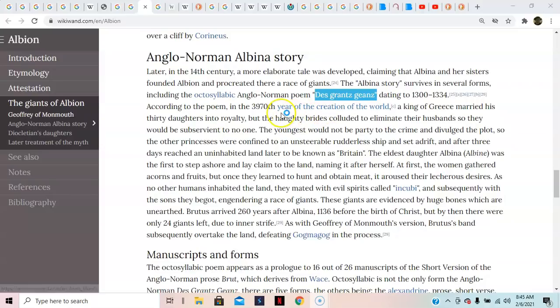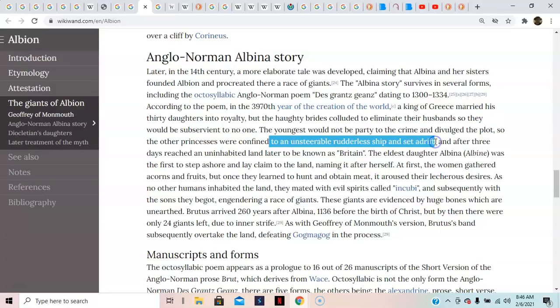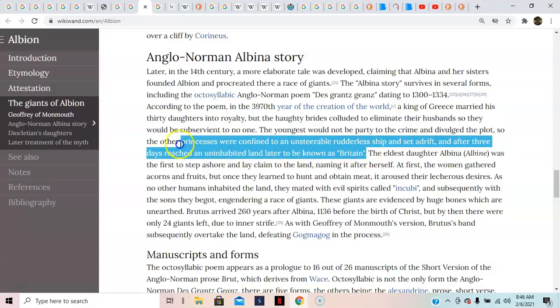According to the poem, the year of creation was 3970, right? I bet the Sumerians would argue against that. A king of Greece married his 30 daughters unto royalty, but the haughty brides colluded to eliminate their husbands so that they would be subservient to none. The youngest would not be party to the crime and divulged the plot, so the other princesses were confined to an unsteerable, rudderless ship set adrift. And after 3 days, that's Jesus talk, fake shit, reached an uninhabitable land. Then how'd you get to the giants if there was nobody inhabiting?